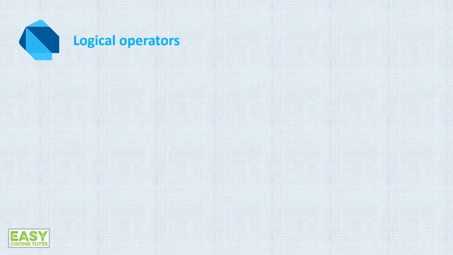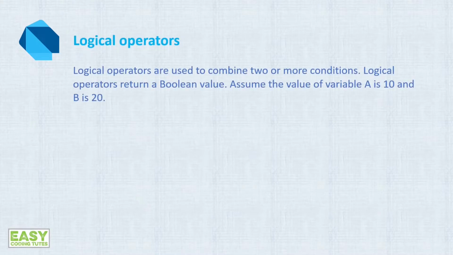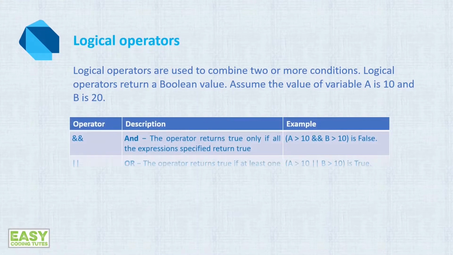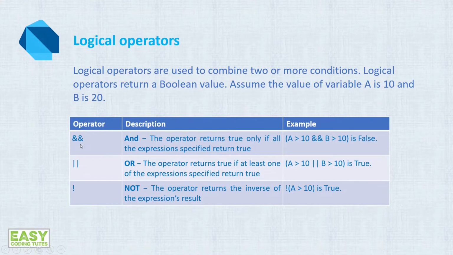Next is logical operators. Logical operators are used to combine two or more conditions. Logical operators return a boolean value. Assume the value of variable a is 10 and b is 20. So let's have a look at the table based on these values. Here is the operator. This is the AND operator. The description of the AND operator is that the operator returns true only if all the specified expressions return true. For example, we have a greater than 10.